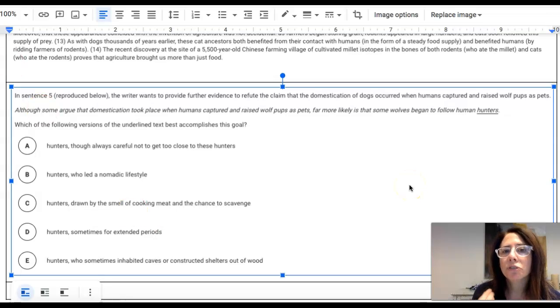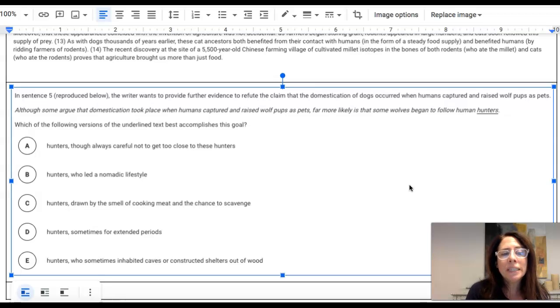So what are they asking us to do? They're asking us to refute, go against this claim that the domestication of dogs occurred when humans captured wolves and raised them. So I am always going back to that just to keep straight in my head what I'm doing. But I know that telling me more about the humans, that's not really helping me with refuting this claim that they captured and raised wolves as pets, right? We want to go against that. So that doesn't serve us.